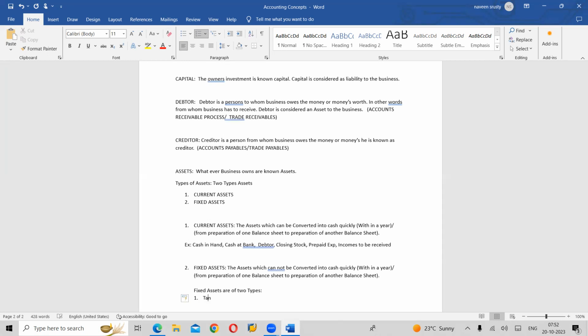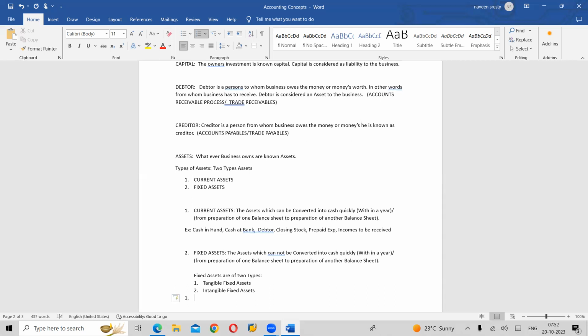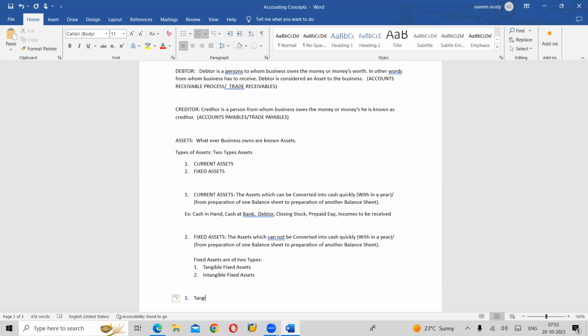First one, tangible fixed assets. So under fixed assets, we will have tangible fixed assets and intangible fixed assets. What do you mean by tangible fixed assets? The assets which we can see and touch, those assets are considered as tangible fixed assets.